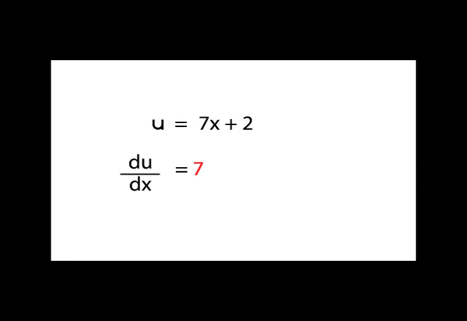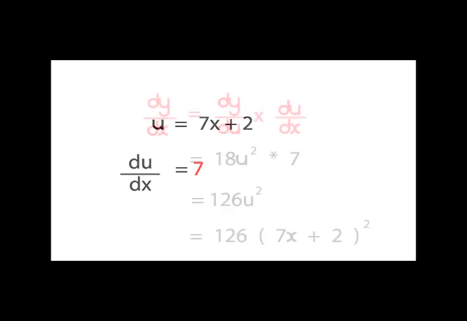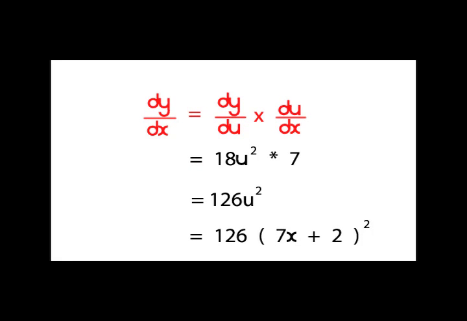And then you want to take the derivative of u, which, if you remember, is 7x plus 2. So the 7x becomes a 7, and the 2 just goes away because it's a constant. So dy/dx equals dy/du times du/dx. So dy/dx equals 18u squared times 7, because you're just plugging in for dy/du and du/dx. And then 18u squared times 7 is 126u squared.